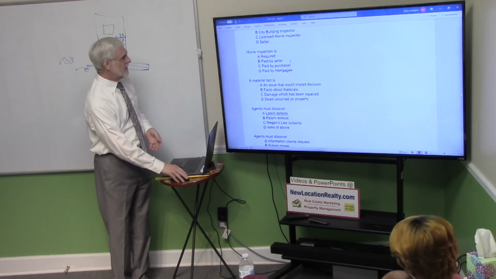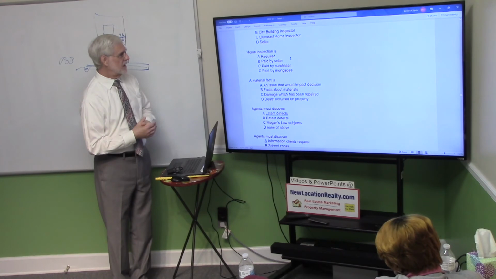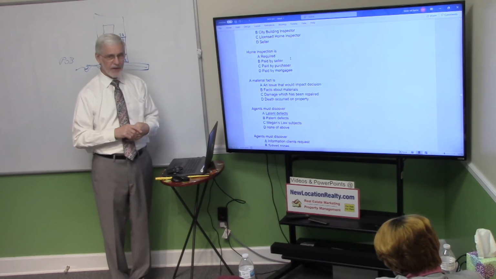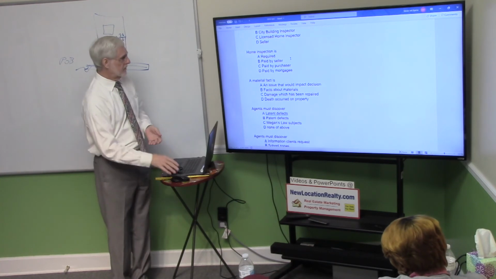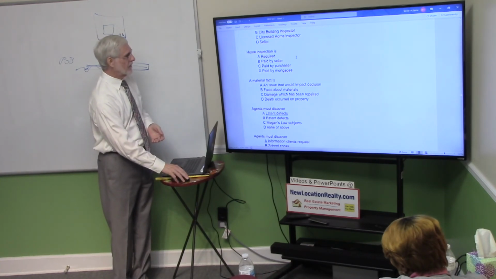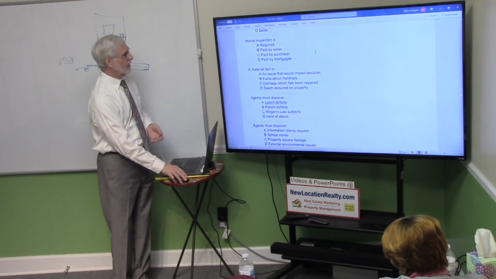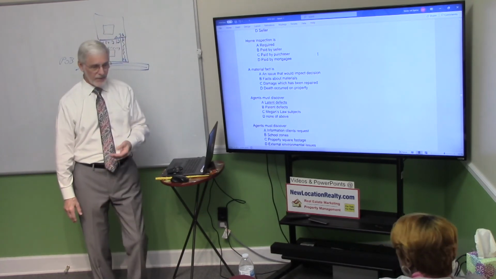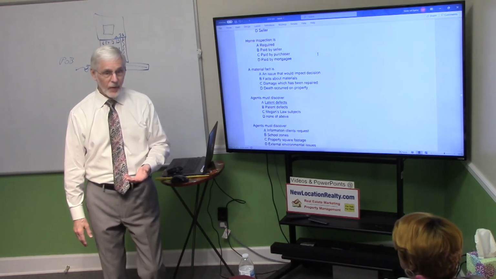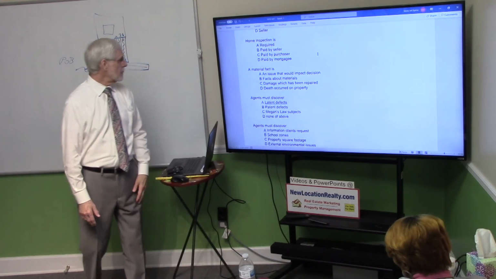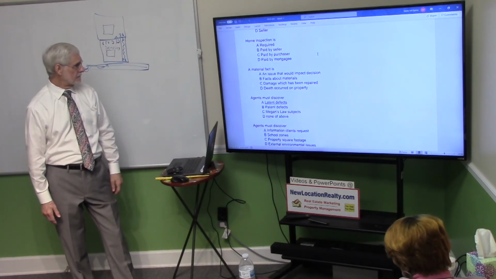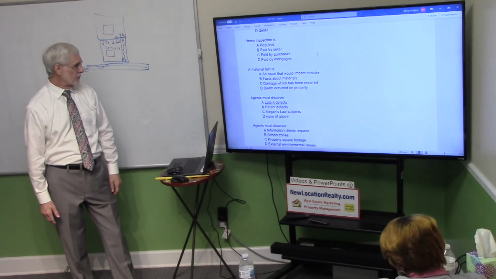Home inspection is paid by the purchaser. Yes, don't ever let the seller pay for it or pick the inspector. Of course. Why would you let them pay for it though? Well, if they're paying for it, they're gonna tell the inspector, I'm the one writing the check. Material fact? And you're sure that would impact the decision? Yes, it would.